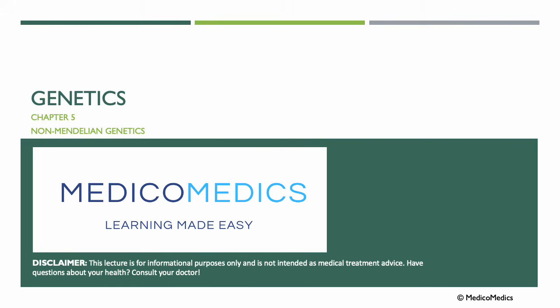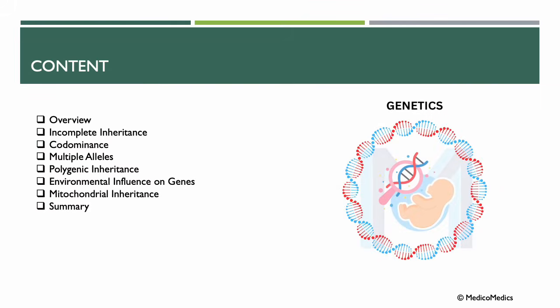Welcome to another lecture by MedicoMedics, Genetics Chapter 5, Non-Mendelian Genetics. In this lecture, we will look at incomplete inheritance, codominance, multiple alleles, polygenic inheritance, environmental influence on genes, mitochondrial inheritance, and end with a summary.